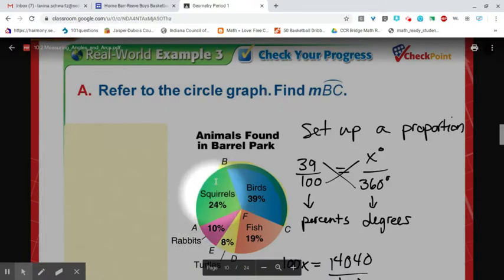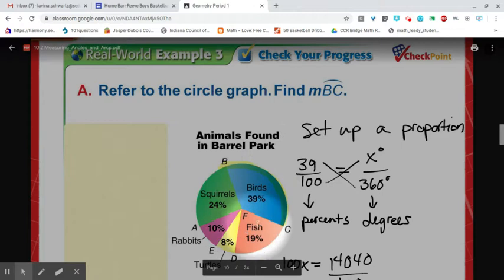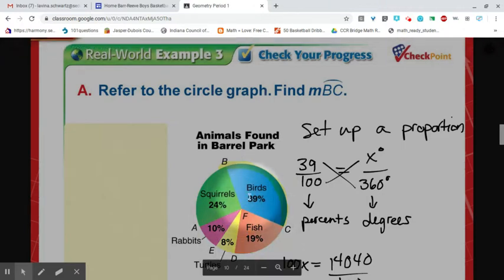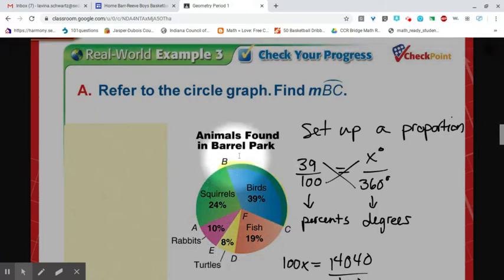Find the measure of BC. Notice they give you a circle graphic with percentage information on it. So you're going to have to convert those percents to degrees. So if 39% of birds are found in Barrel Park, what would the measure of this arc be in degrees? So you do 39 out of 100, that's how percents work as numbers, is equal to how many degrees out of 360?